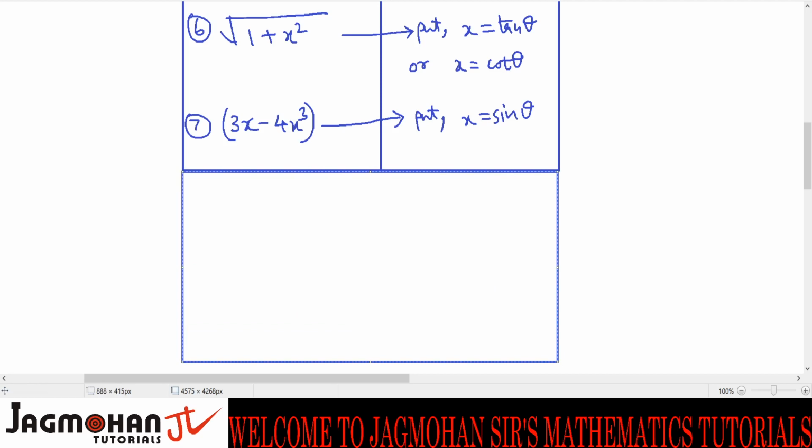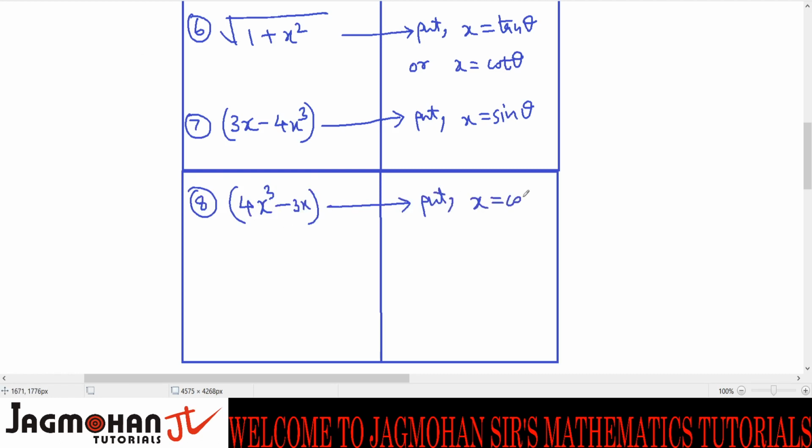Okay, then after seventh, we have 8. The eighth one is 4x cube minus 3x. Tell me, students, for this expression, what should be the substitution? The substitution is put x is equal to cos theta. So when I substitute x as cos theta here, this will become the well-known formula for cos 3 theta, because then it will become 4 cos cube theta minus 3 cos theta, which is equal to cos of 3 theta.